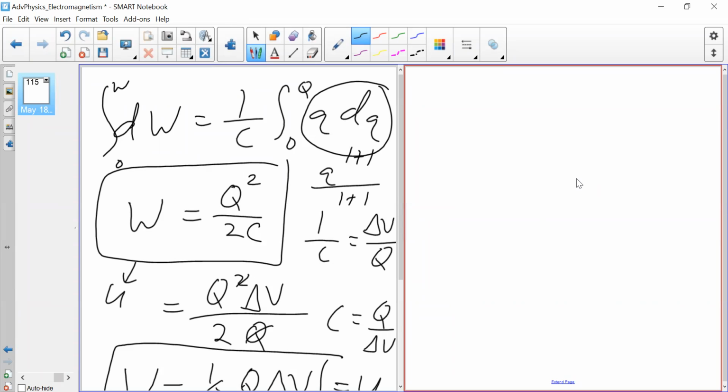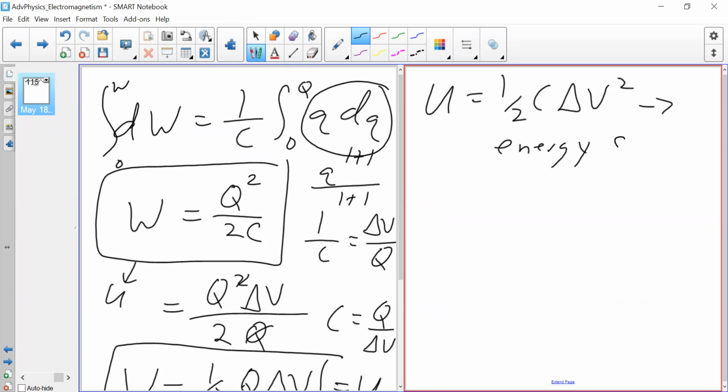Okay, let's see if we can do something else to that energy expression. So again, let me write it up here, I chopped it off. Energy stored in a capacitor, at least one version. All right. So let's see.